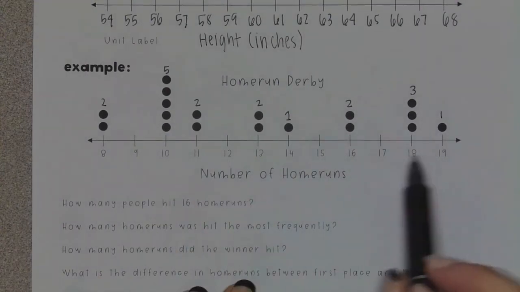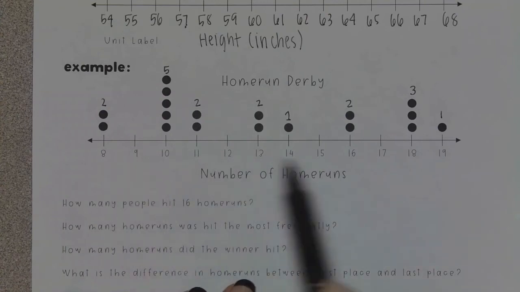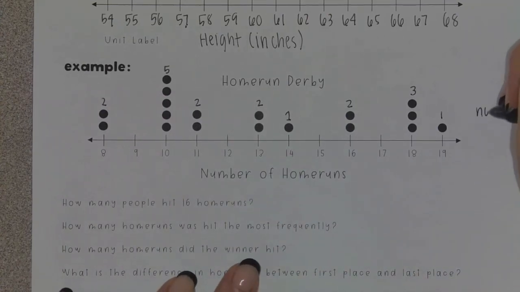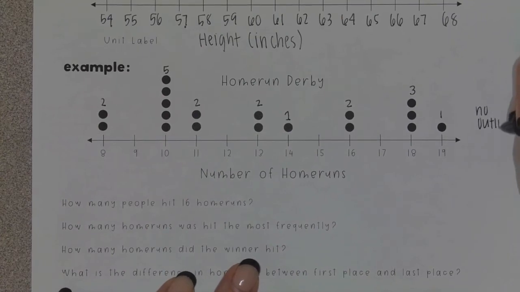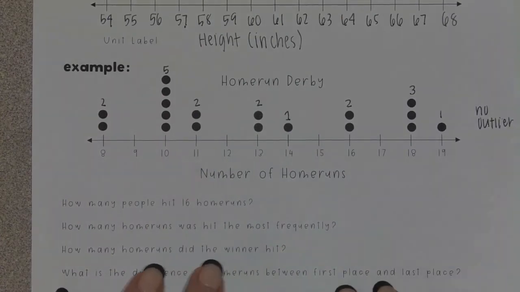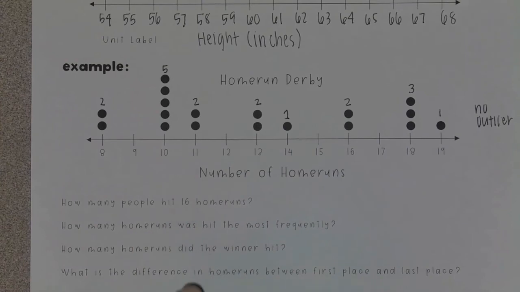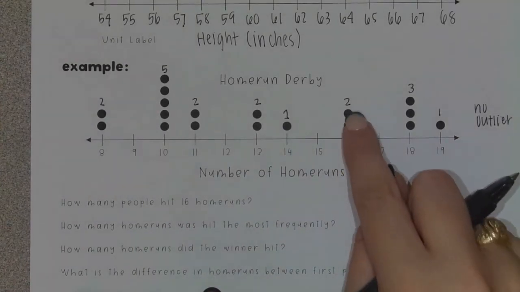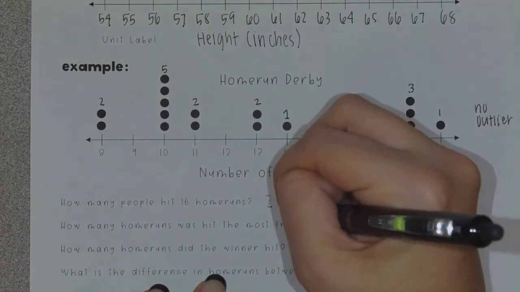Now, when I look at our data here, it's pretty evenly spread throughout our dot plot. So I would say there's no outlier in this data. First question says, how many people hit 16 home runs? So when I go to 16, there are 2 dots, so 2 people.